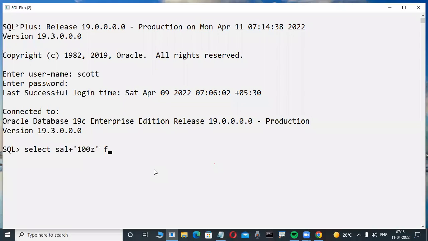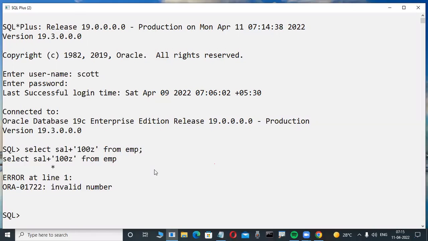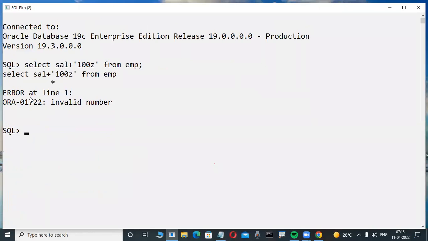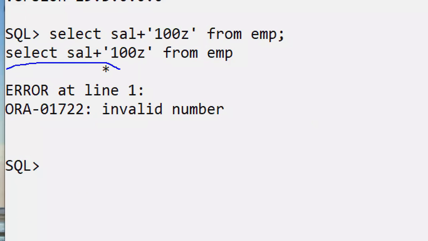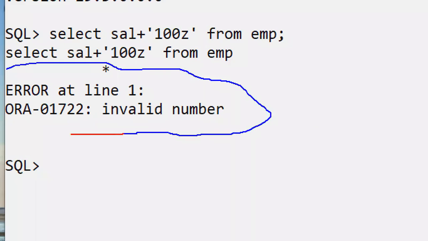Now here, I'm typing some commands, and automatically errors occur. Observe here, errors are occurred. But these errors are not understandable by end users. Okay, fine, these errors are not understandable by end users.